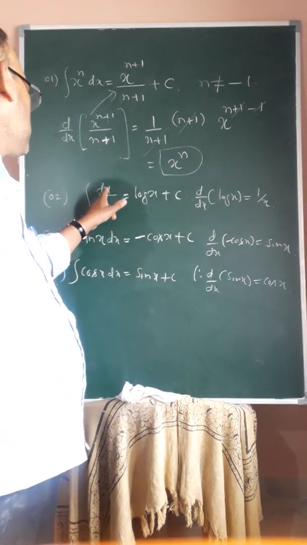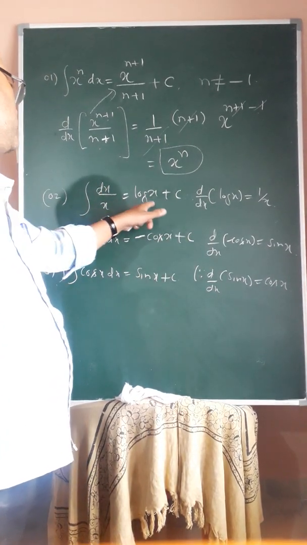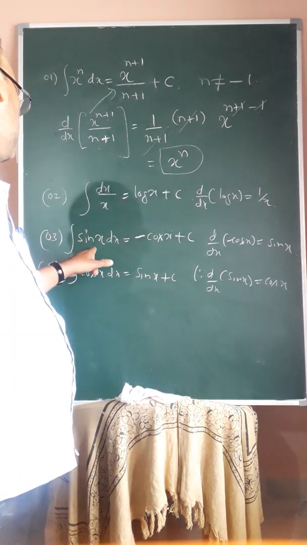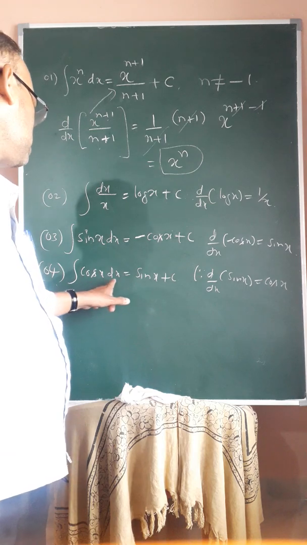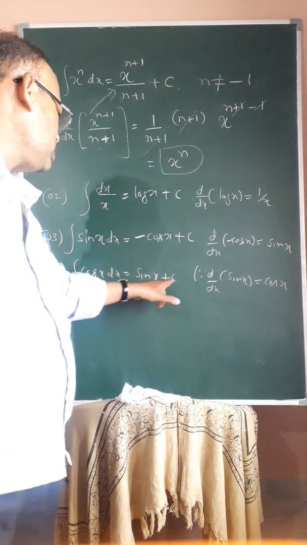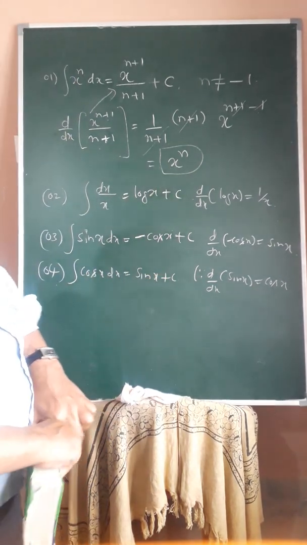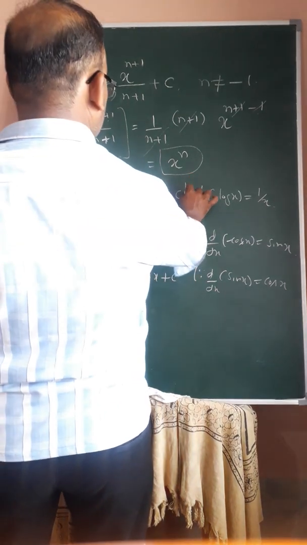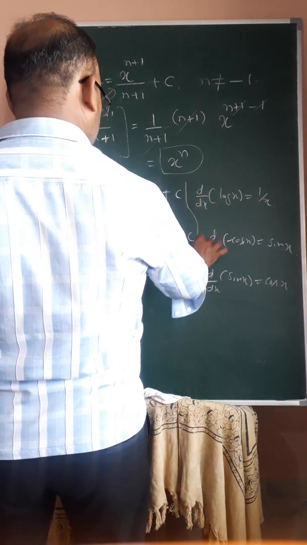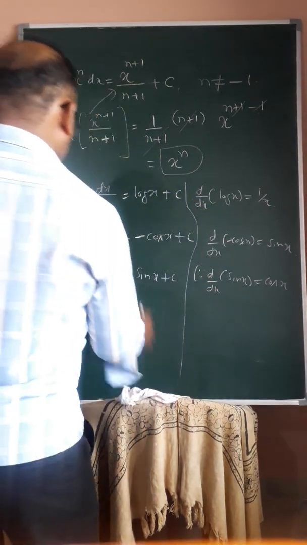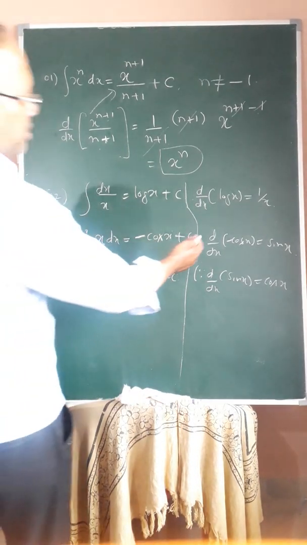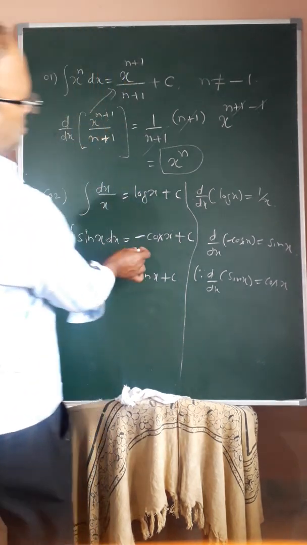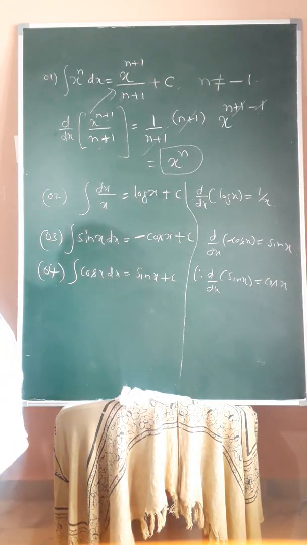Integration of 1 by x is log x plus c. Integration of sin x is minus cos x plus c. Integration of cos x dx is sin x plus c. You remember this only. How we got that is explained here. If you know derivatives, it is very easy to guess the integral, that is integration.